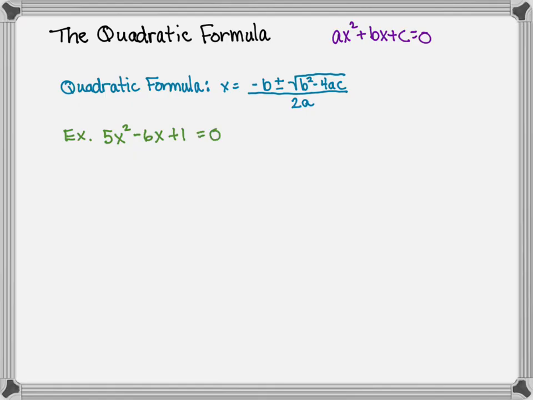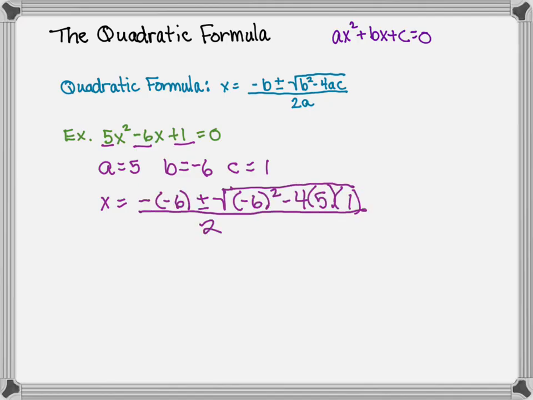For our first example, let's look at 5x squared minus 6x plus 1 equals 0. Here, a equals 5, b equals negative 6, and c equals 1. Let's substitute those values into the quadratic formula. x equals the opposite of negative 6 plus or minus the square root of negative 6 quantity squared minus 4 times 5 times 1 all over 2 times 5.